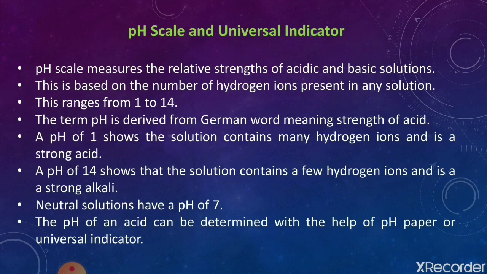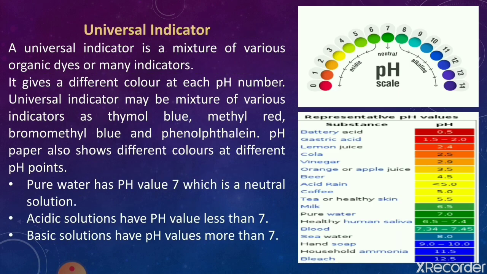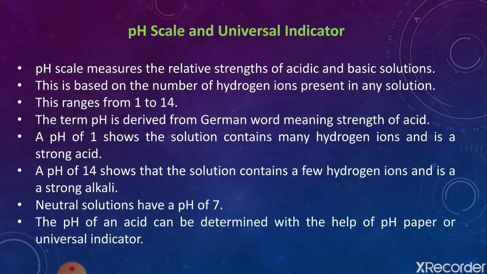A very strong acid will have a pH of 1. See, on the pH scale the 7th point is neutral, and from 0 to 6 it is acidic, and from 8 to 14 it is alkaline. So a very strong acid will have a pH of 1. It means many hydrogen ions are present in the solution.